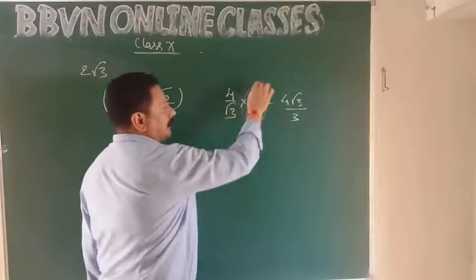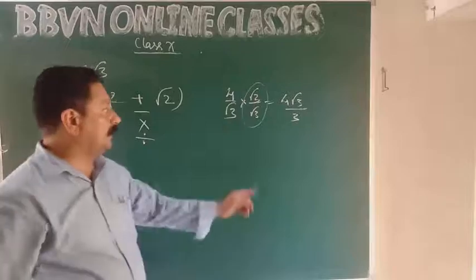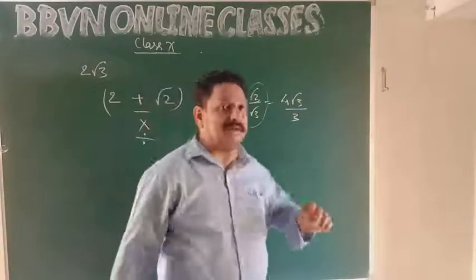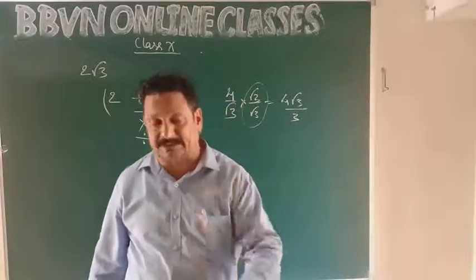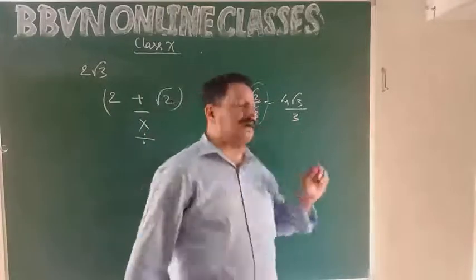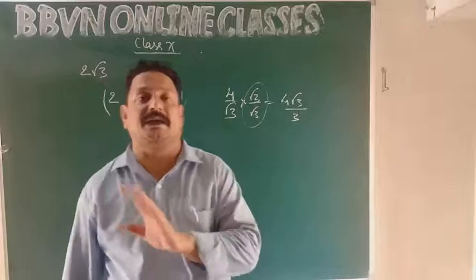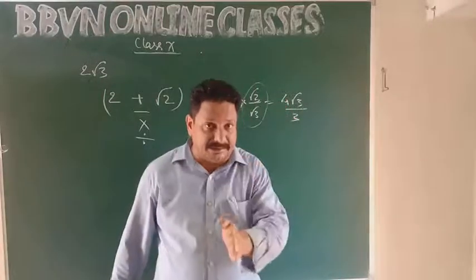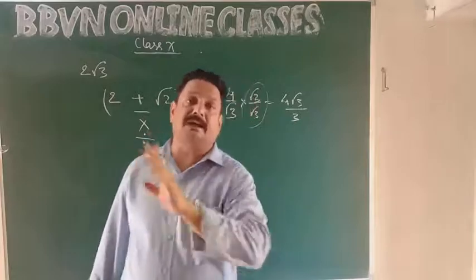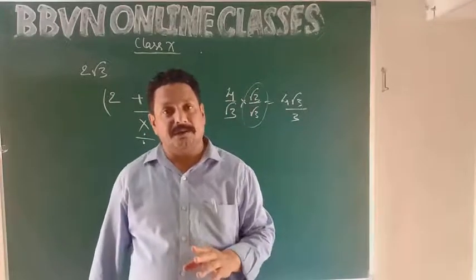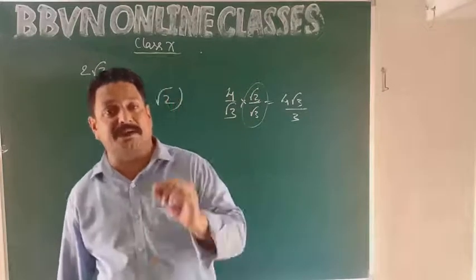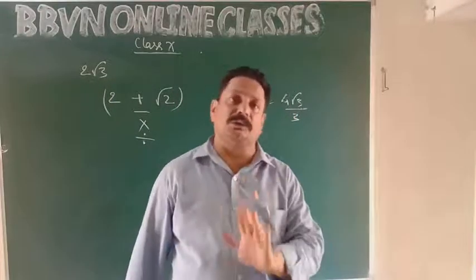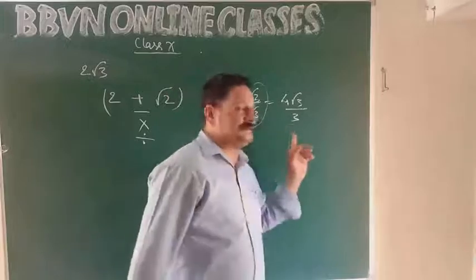Why do we do that? We do it so that the denominator gets rationalized. Denominator is the quantity which acts as the divisor. Divisor should always be absolute, not approximate. Numerator, that is dividend, can be approximate, quotient can be approximate, remainder can be approximate, but divisor has to be absolute. Therefore, the denominator should always be rational.